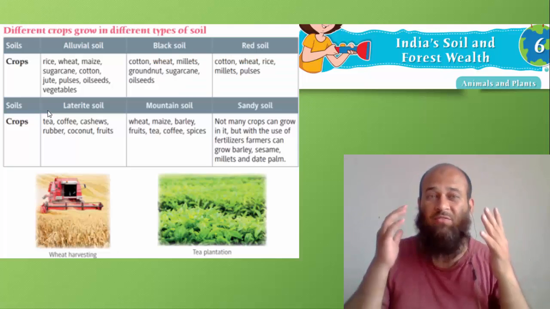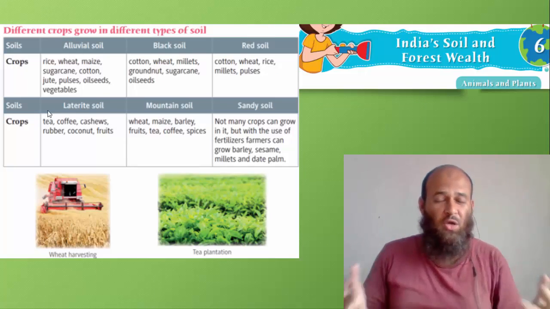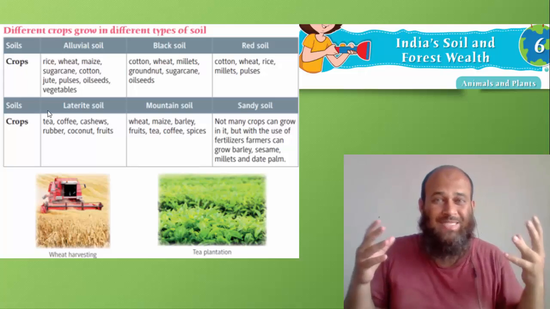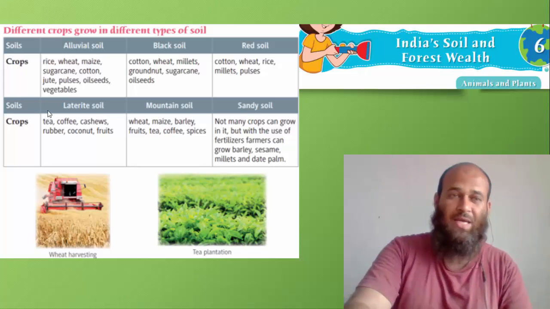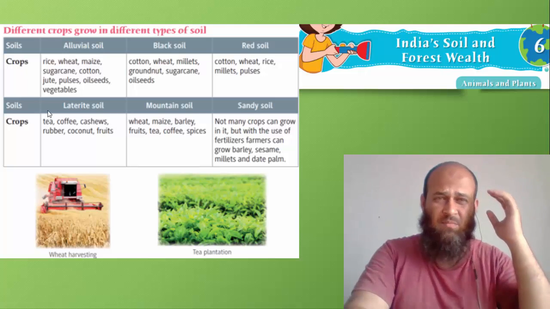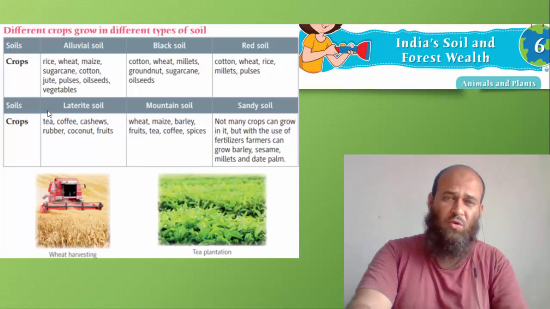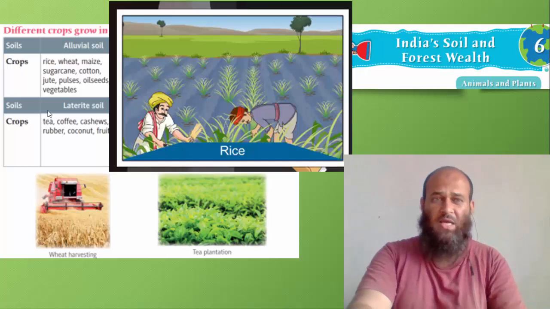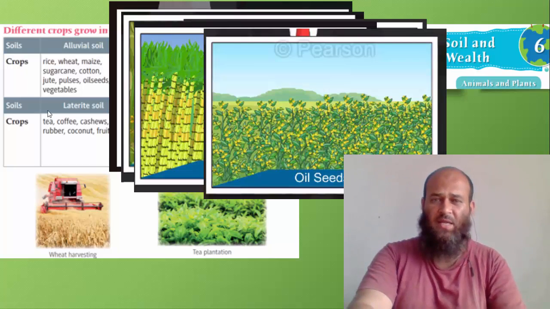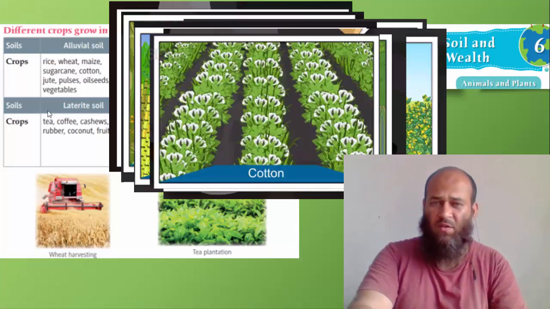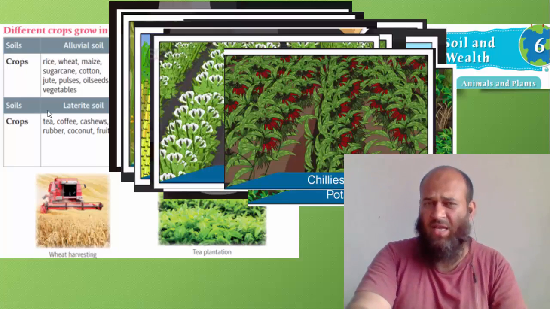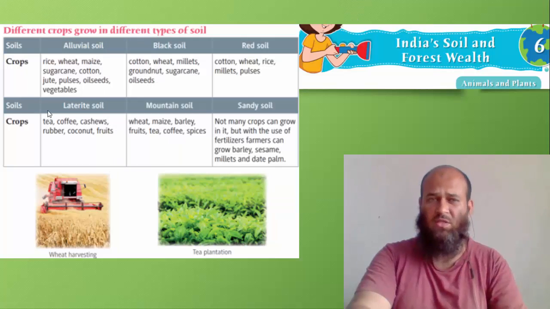Now, when you have crops, you need soil for crops. And what type of soil is needed for which type of crops? Let's have a look at alluvial soil, the most fertile soil, and you will find the most types of crops growing in alluvial soil. Rice, wheat, maize and pulses, sugarcane, oilseeds, jute, vegetables, cotton, like potatoes, chilies. You will find a variety of crops growing in alluvial soil.